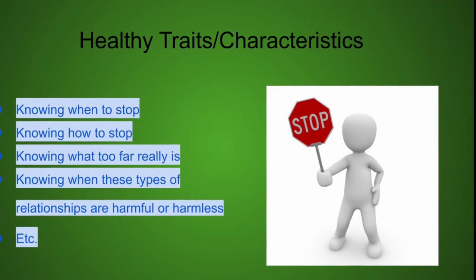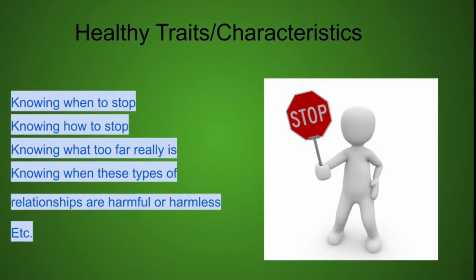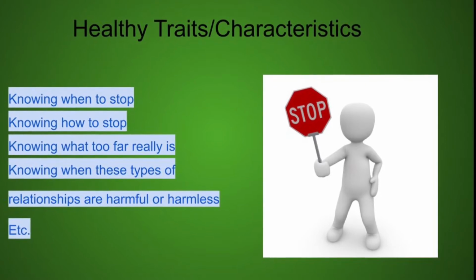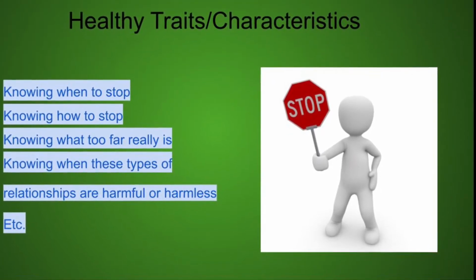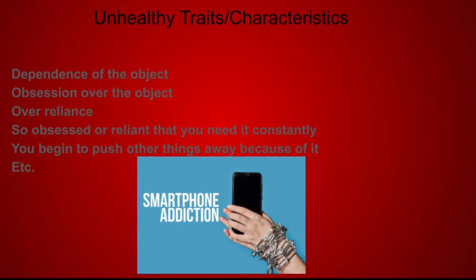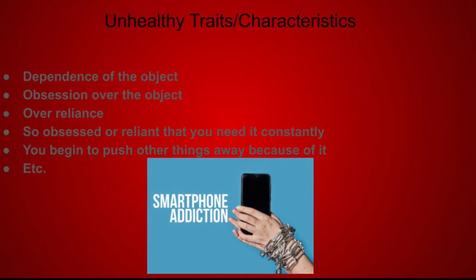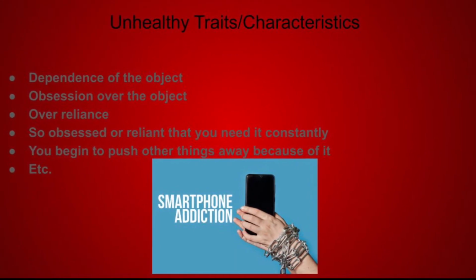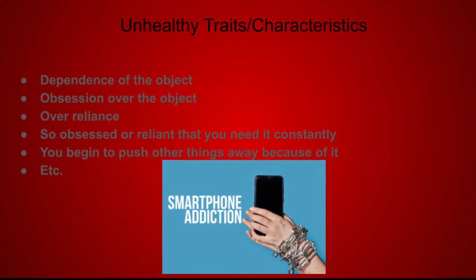Healthy traits and characteristics. Knowing when to stop, knowing how to stop, knowing what too far really is, knowing when these types of relationships are harmful or harmless, and etc. Unhealthy traits and characteristics. Dependence on the object, obsession over the object, over-reliance, so obsessed or reliant that you need it constantly, you begin to push other things away because of it, and etc.